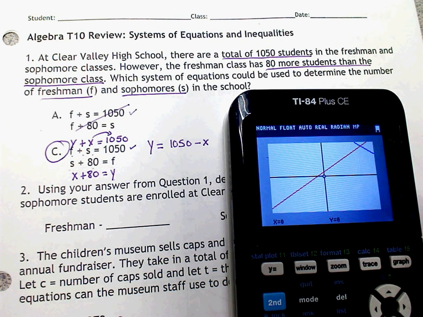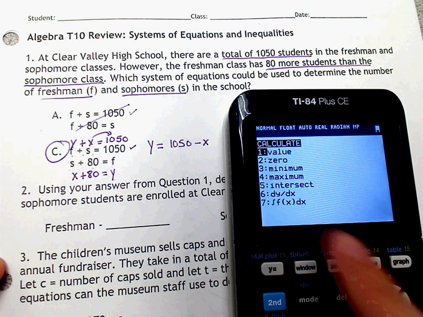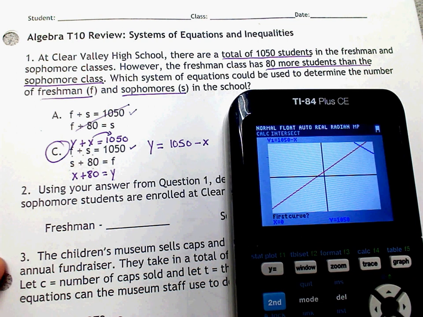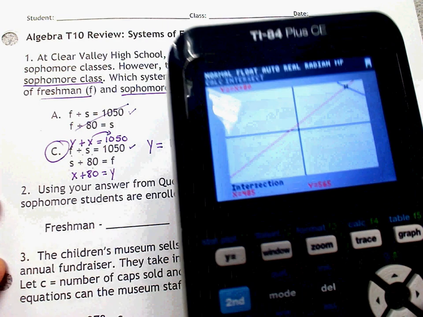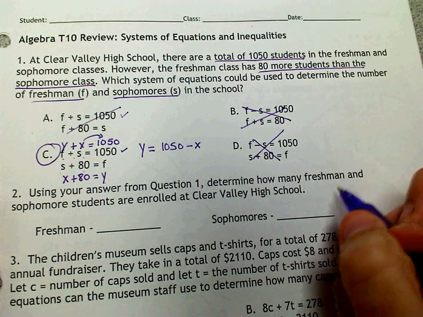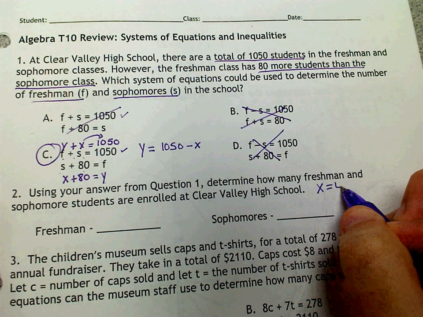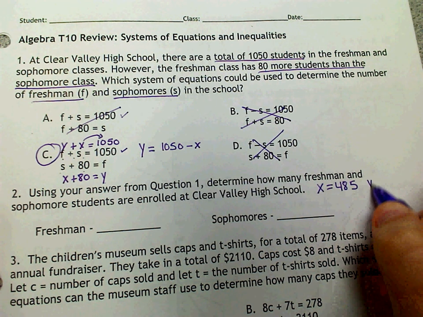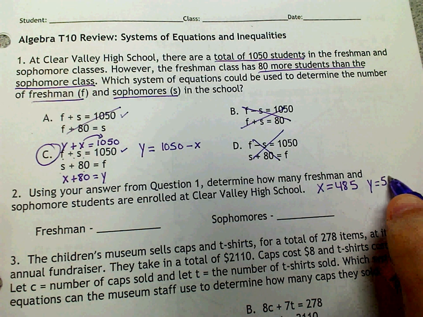So now I'm ready to find my intersection. Remember, you hit second, trace, and then the number 5, then hit enter 3 times. 1, 2, 3. So what we end up with is X is 485 and Y is 565. Okay, I know that's really hard to see. So I'm going to come over here and put X equals 485 and Y equals 565.